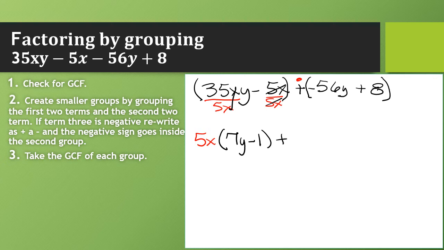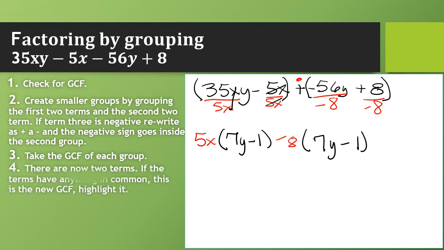Anytime you can factor out a negative, go ahead and factor out a negative. So in reality, it's going to take this plus, and we are going to factor out a negative 8 out of the second part. So these two terms both have a negative 8 in common. So negative 56 divided by negative 8 is positive 7, and I'm going to bring that y down. And a positive 8 divided by a negative 8 reduces to negative 1.